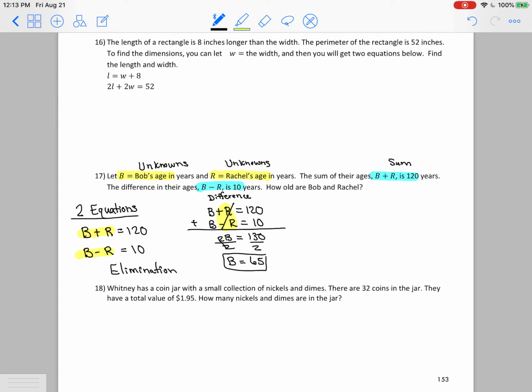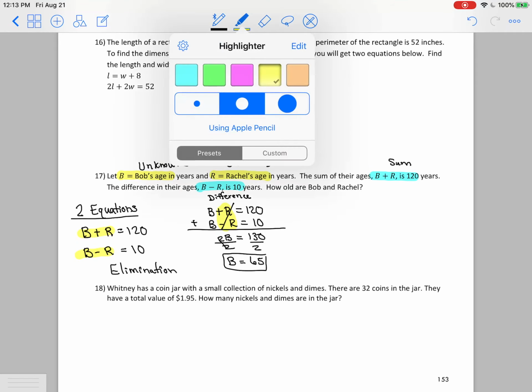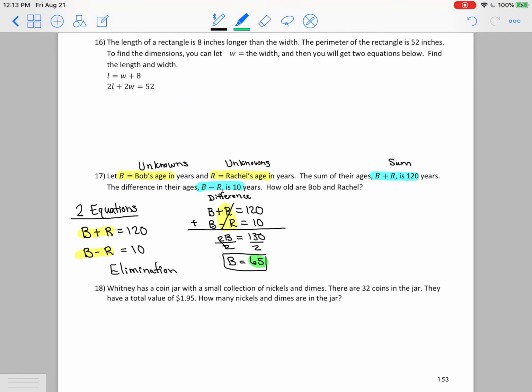And of course, we're going to plug that value in for B so that we can solve for R. So if we say, all right, here we go, I know that B is 65. So instead of B up here, I'm going to write 65 plus R. I'm just bringing this over. Equals 120.